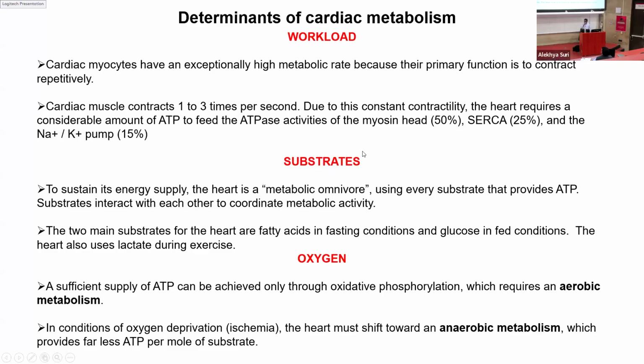So the myosin uses 50% of the ATP molecules synthesized by the cardiac myocyte. And then the SR calcium ATPase uses 25% of the ATP synthesized by the cardiac myocytes. And the sodium potassium pump, or sodium potassium ATPase, which is involved in the action potential, uses 15% of the ATP. So if you compare all three, most of the energy produced by the cardiac myocytes is used by myosin, SERCA, and sodium potassium ATPase. Only the remaining ATP is used for other cellular functions.